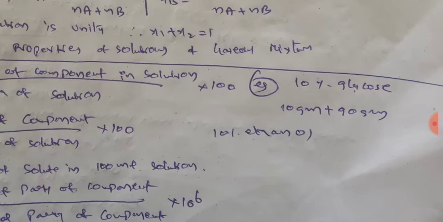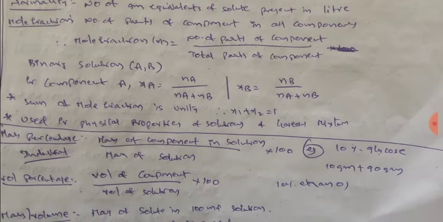What is the example of mass percentage? For example, 10 percentage of glucose solution. The 10 percentage of glucose solution is expressed as 10 grams of glucose which is present in 90 grams of the solution. So both are combined together to produce 100 grams of the solution, which is called mass percentage.